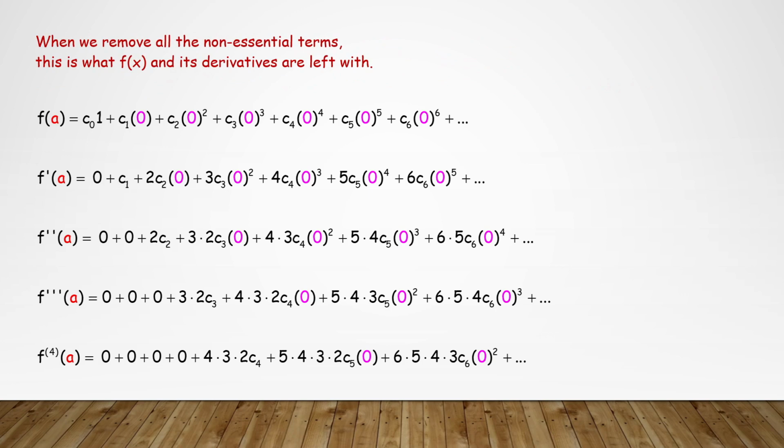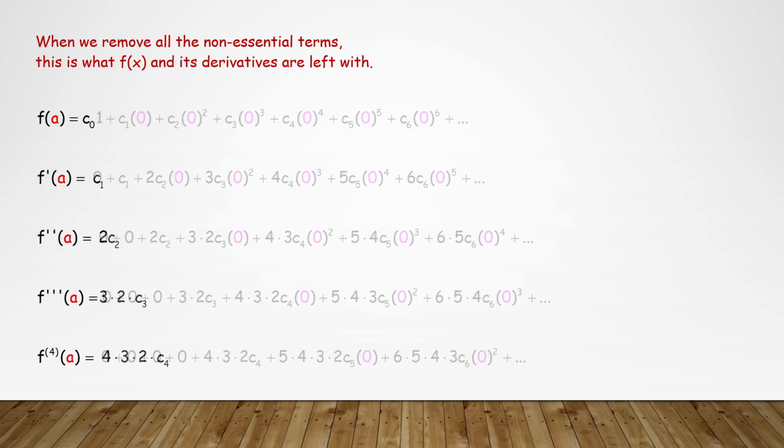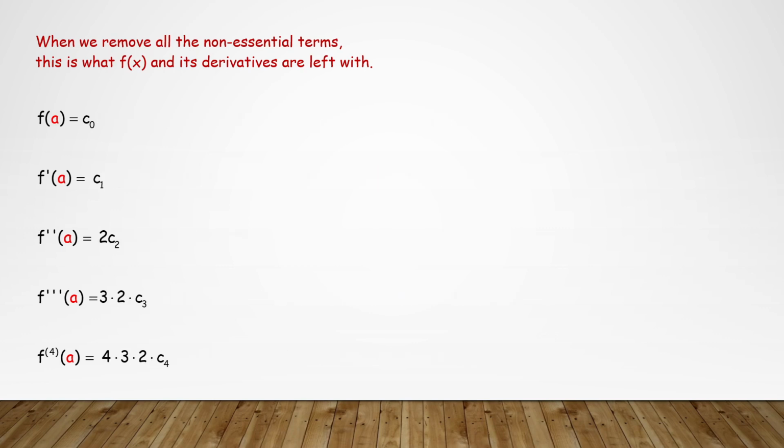Now, when we remove all the non-essential zeros, this is what f of x and all of its derivatives are left with. So here is what I see. F of a equals c sub 0. F prime of a equals c sub 1. Second derivative equals 2 times c sub 2. Third derivative equals 3 times 2 times c sub 3. The fourth derivative equals 4 times 3 times 2 times c sub 4.